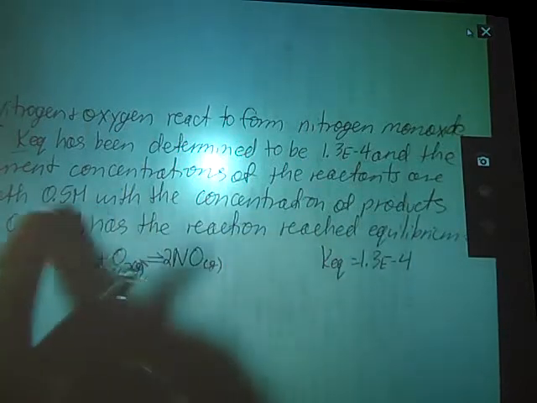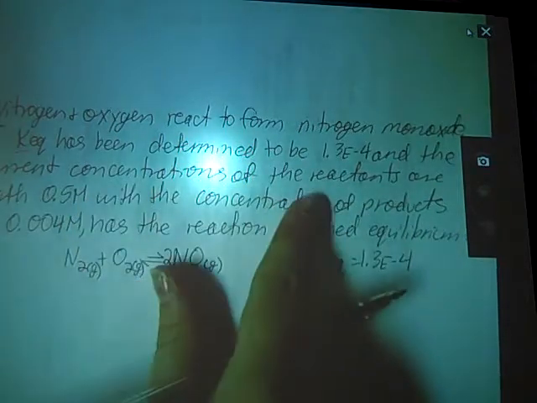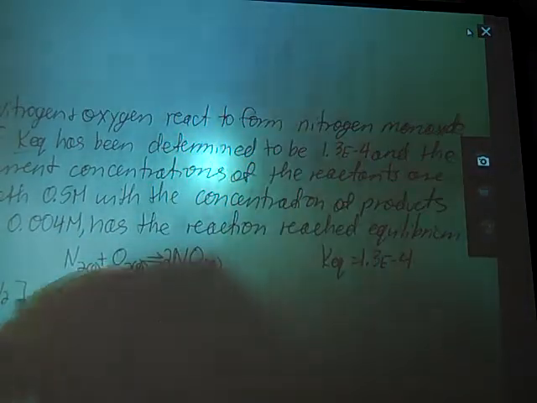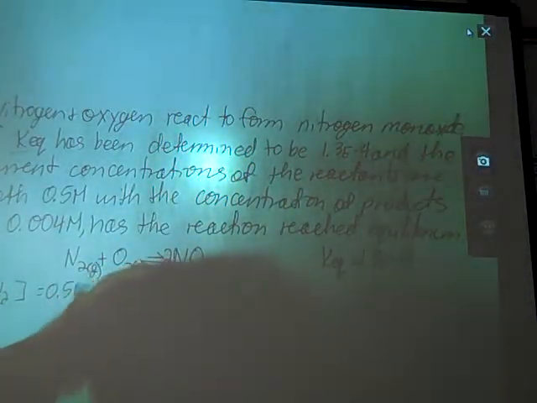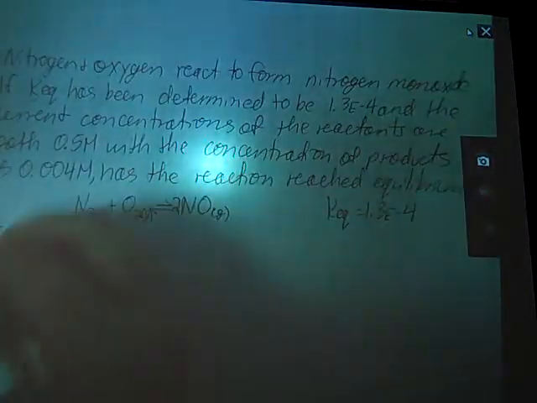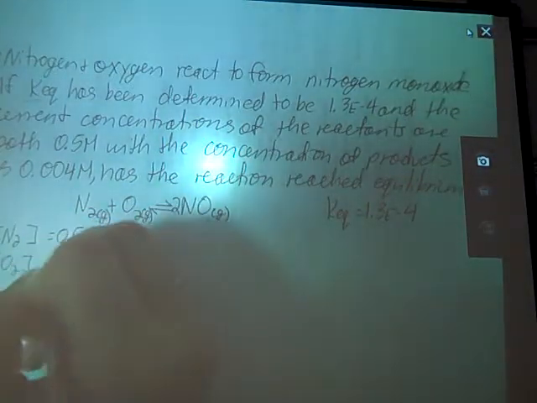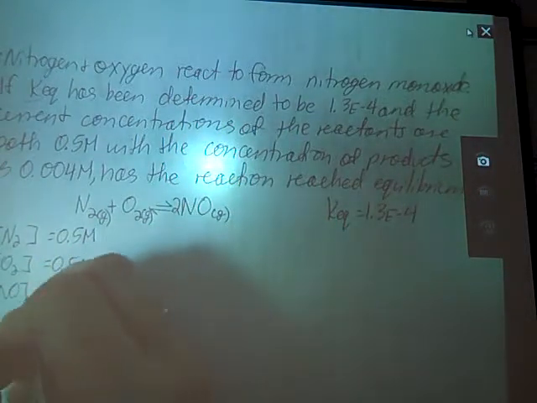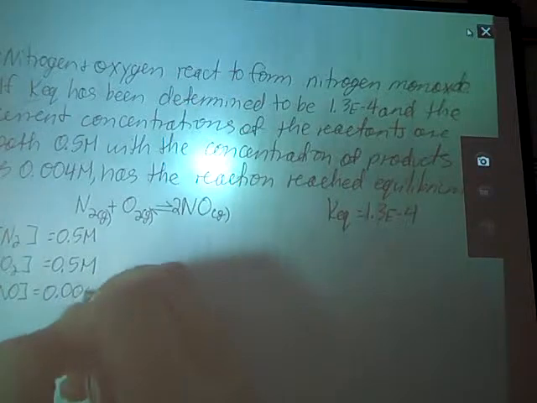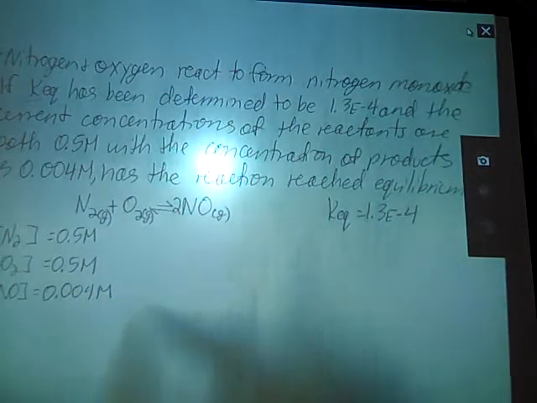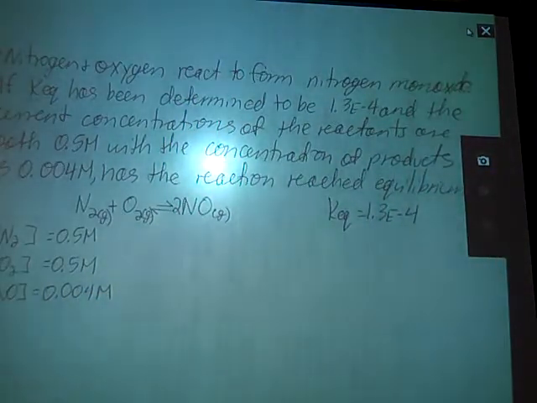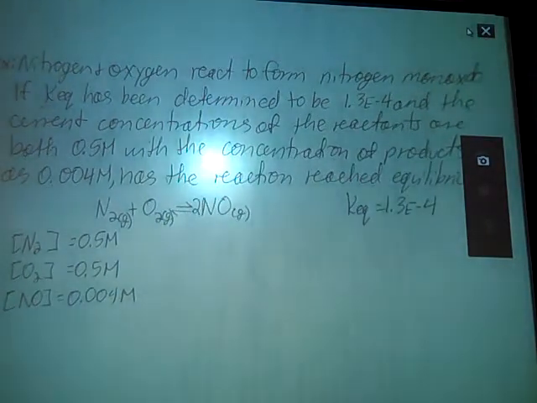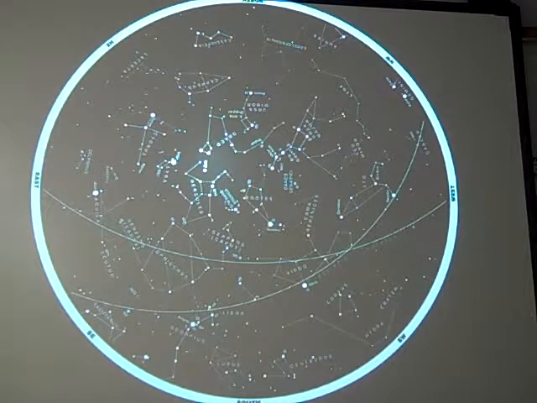It tells me that the current concentration of my reactants, I'll go ahead and translate them on down here, are both 0.5 molar, 0.5 molar, and the concentration of my products is 0.004 molar. That seems to support our earlier statement of having more reactants than products.